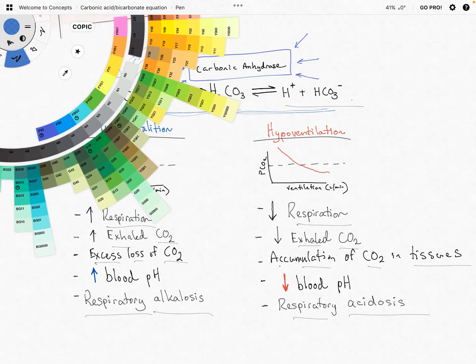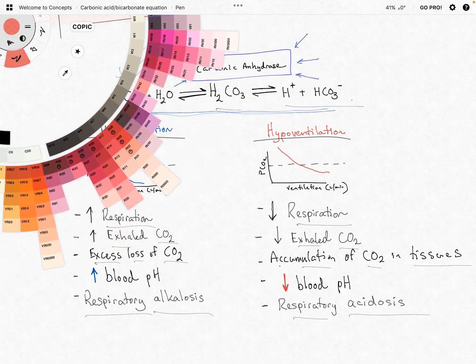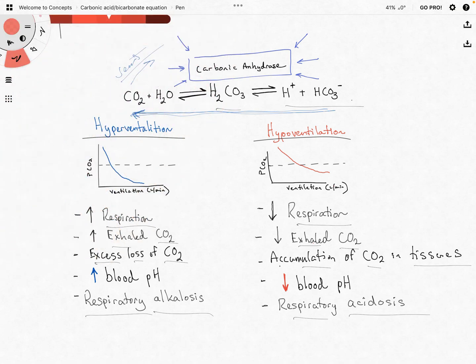All right, then what about hypoventilation? So hypoventilation is going to be the opposite. So if we're talking about hypoventilation, we're obviously having less carbon dioxide being breathed out. So therefore, there's more carbon dioxide in our tissue fluids, in our plasma. So we're going to see this equation being driven more towards the right. We're going to have more carbon dioxide and water becoming carbonic acid, becoming hydrogen ions and bicarbonate ions. So it's going to drive this equation more towards the right.